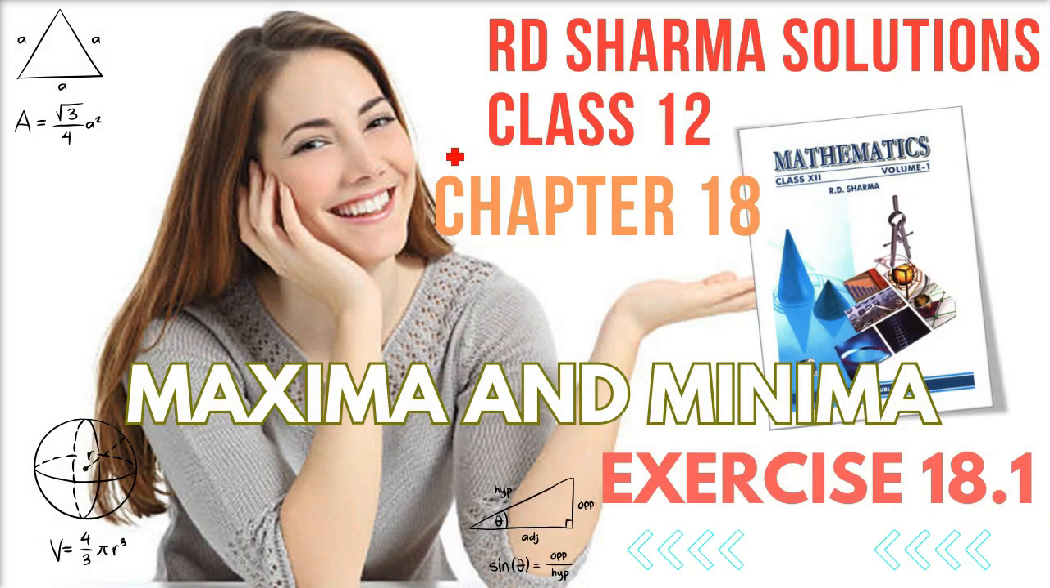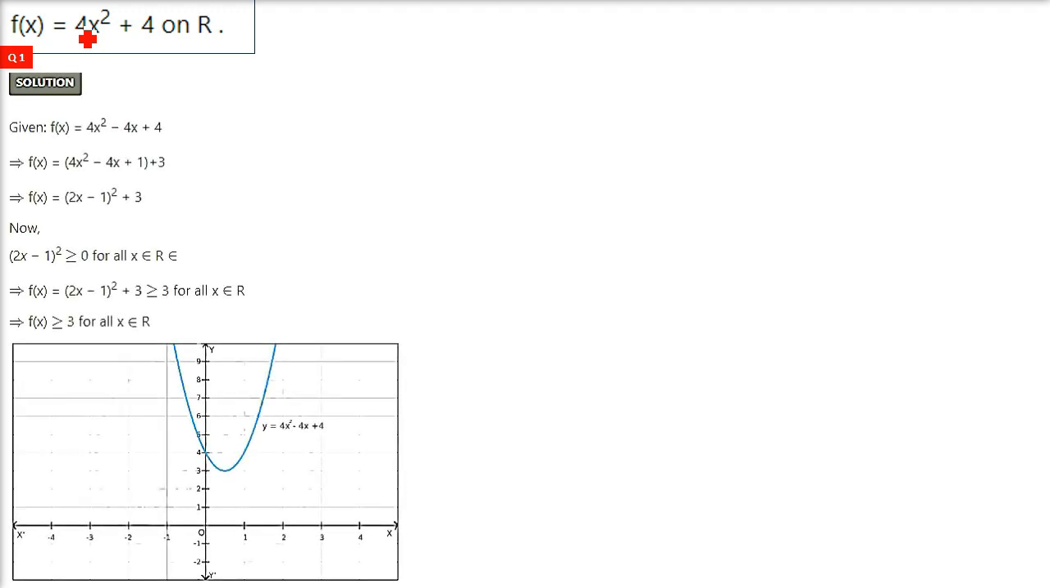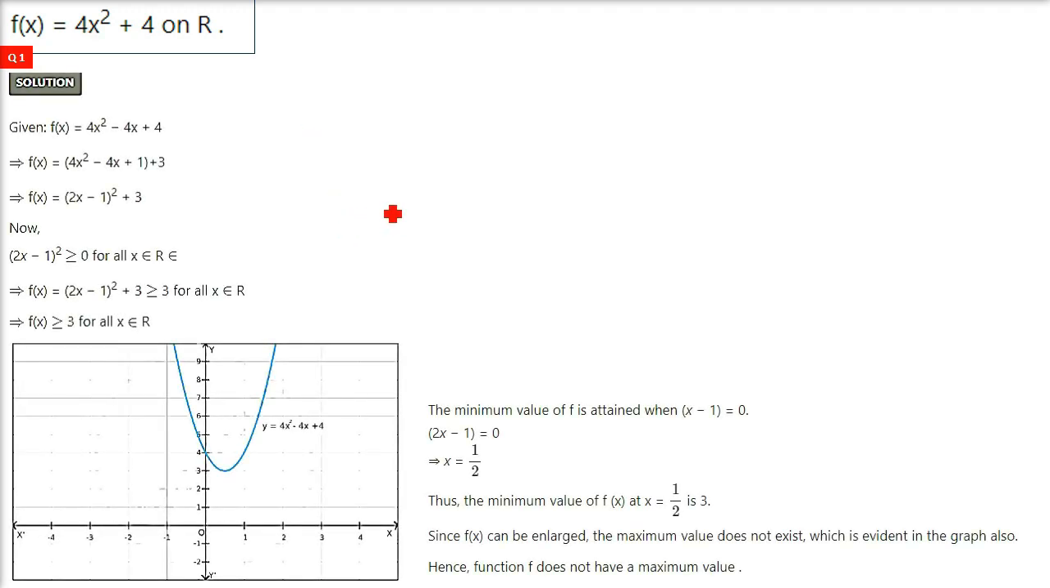This is R.D. Sharma Solution, Class 12, Chapter 18, Maxima and Minima, exercise 18.1. So for this question, let me show you the reference first. That is the reference solution. You'll ask, why is the answer first, why is there no explanation? I just wanted to show that this is the whole solution.